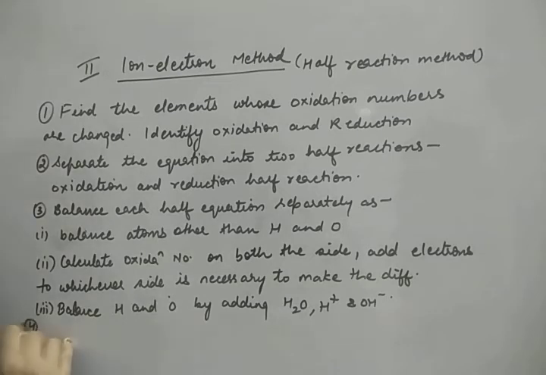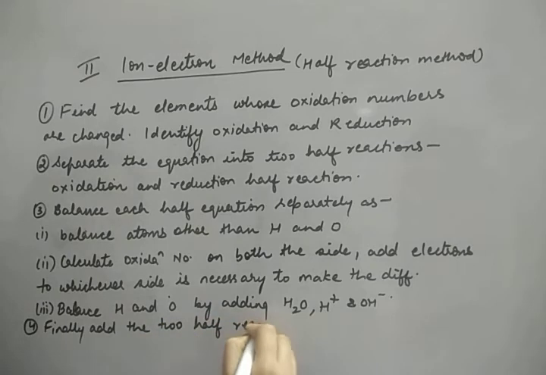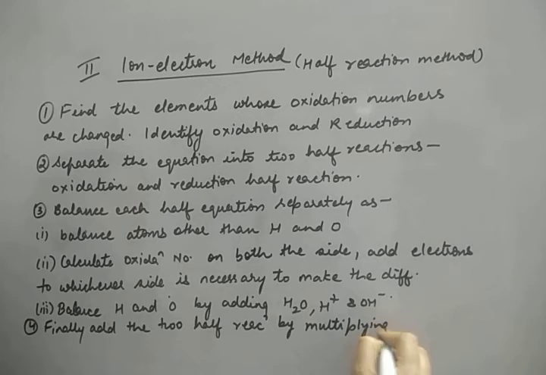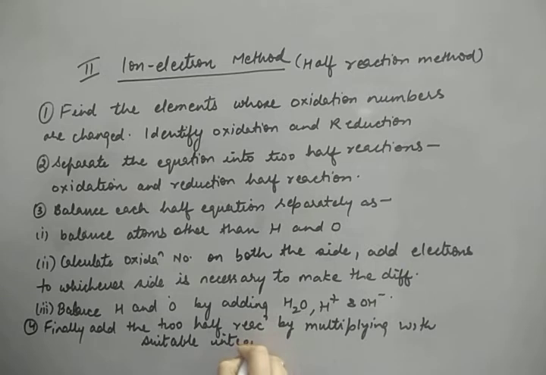And finally, what will we do? Finally, we add the two half reactions after multiplying by suitable integers. That we'll see when we take one example here. So these are the main steps involved while balancing by the ion electron method. Now let's take a few examples in order to understand this method properly.